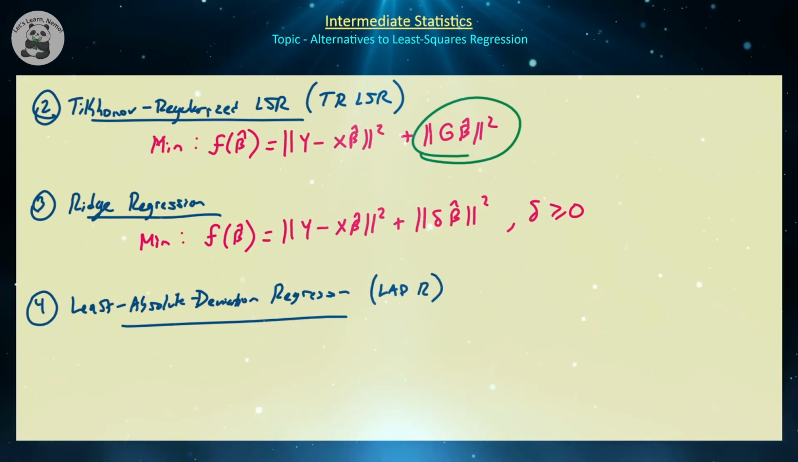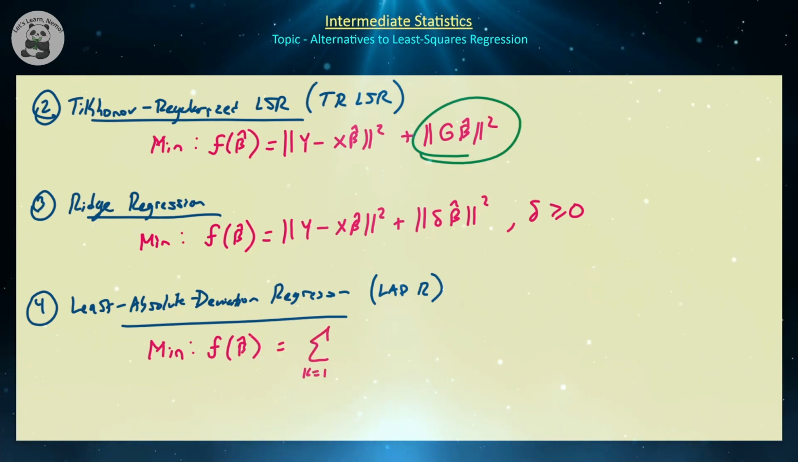So the least absolute deviations you probably are already familiar with, but its goal is again an optimization problem. So what this does is it aims to minimize f of beta hat, which is equal to the sum from k equals 1 to n of the absolute difference between y_k minus y hat_k.